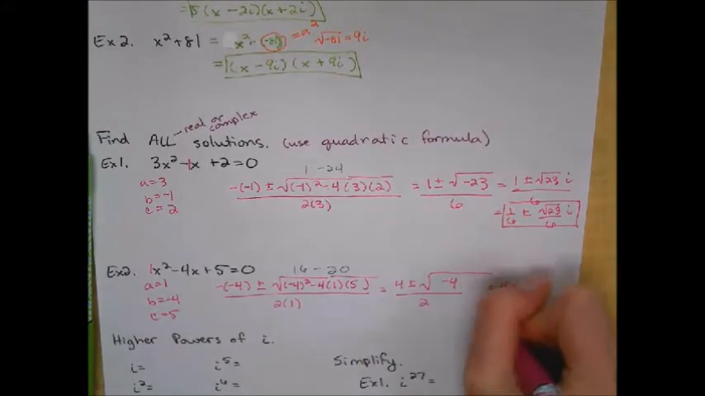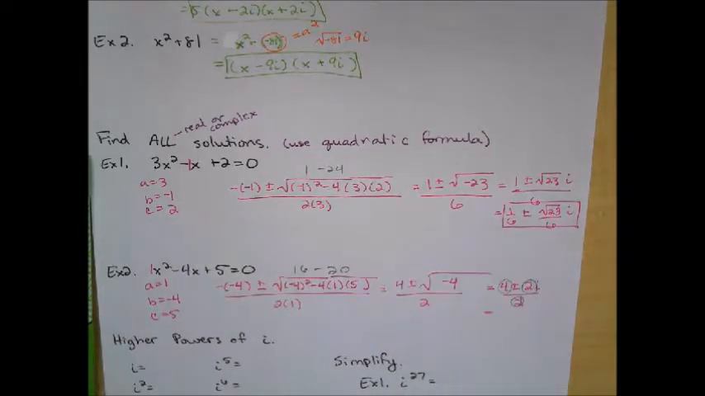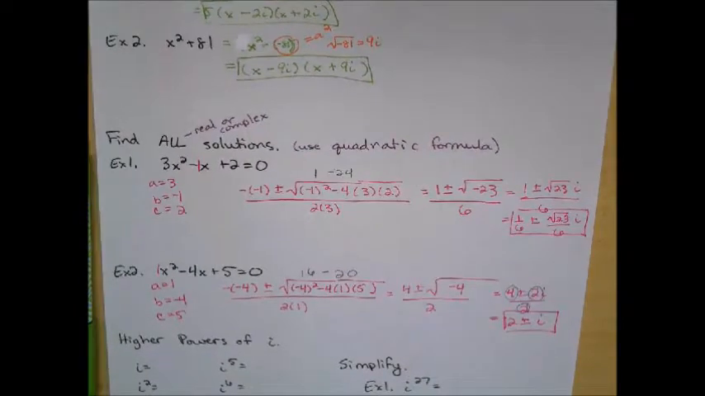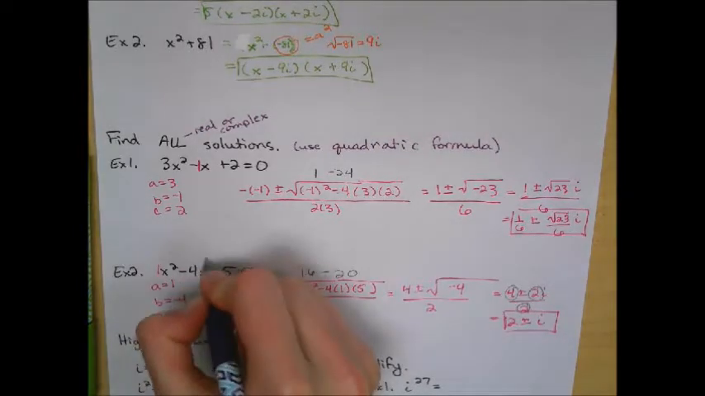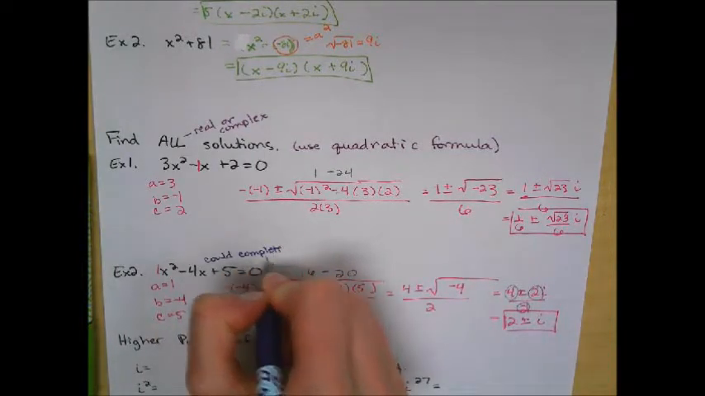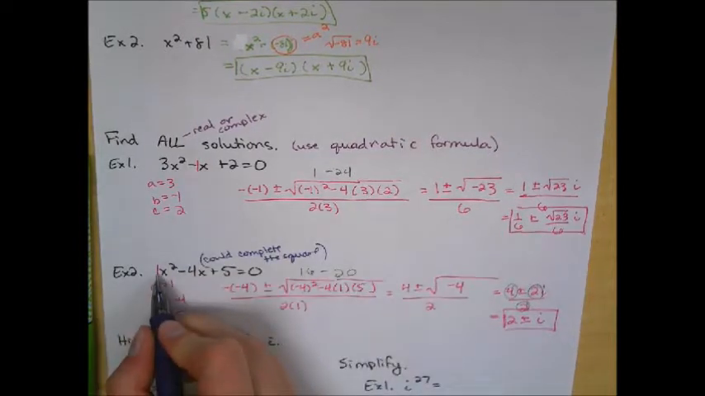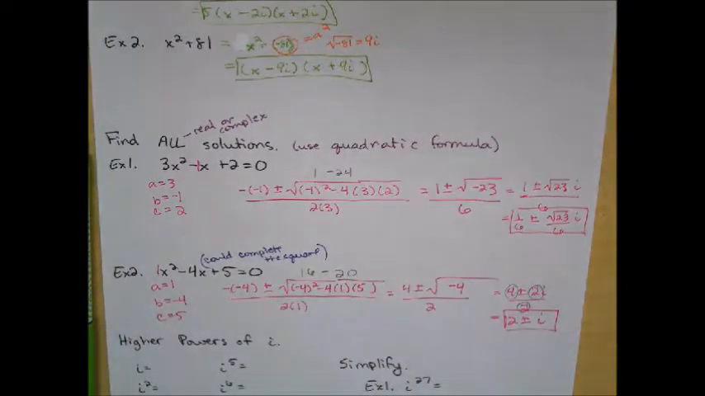I'm going to now notice that all 3 of these are divisible by the same number, so I can reduce. 4 divided by 2 is 2. 2 divided by 2 is 1. So there is my answer. You could have done this one by completing the square, if you want. We have a value of 1 and an even B value, so you could complete the square.